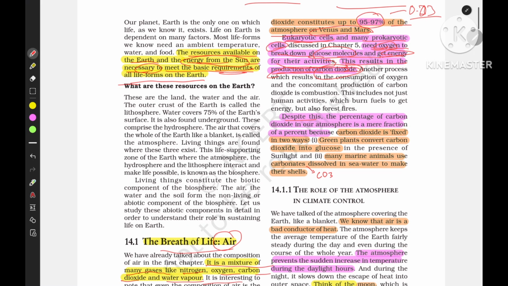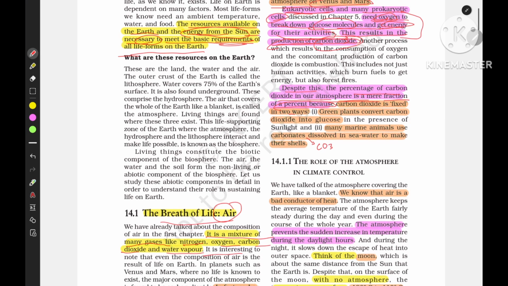Despite this, the percentage of carbon dioxide in our atmosphere is a mere fraction. Why? There are two reasons for it. First, green plants convert carbon dioxide into glucose in the presence of sunlight. So the plants are absorbing carbon dioxide.